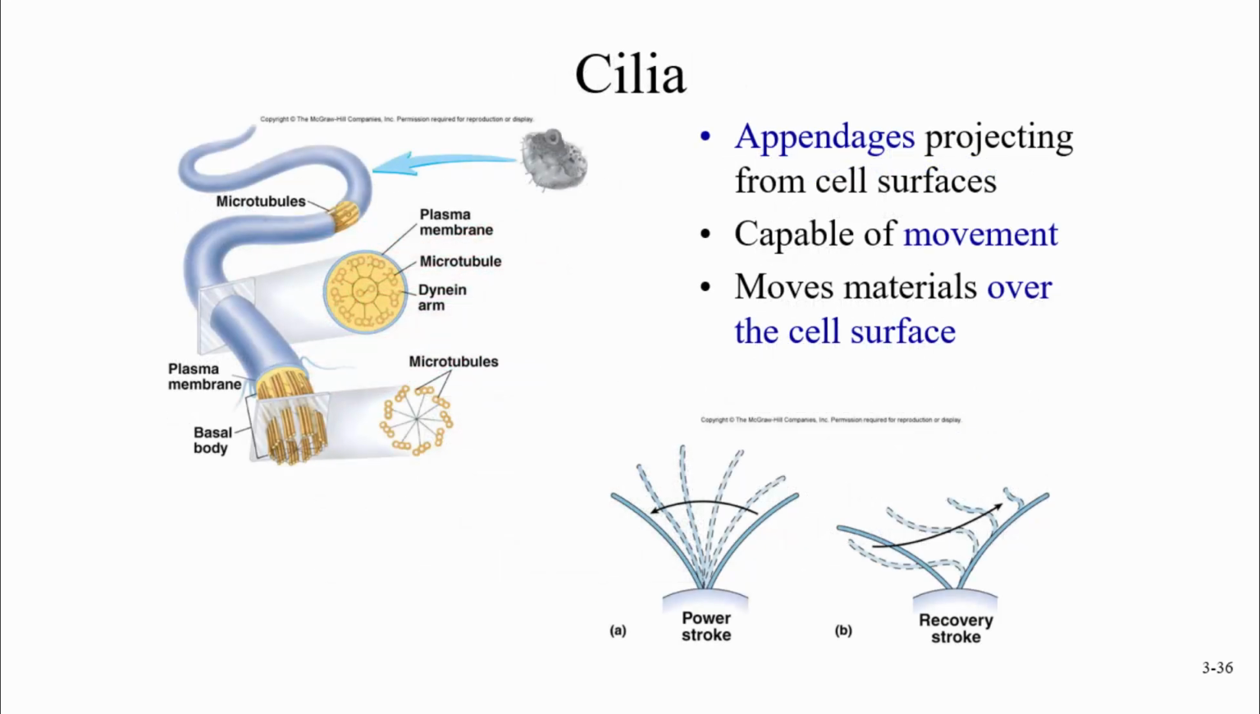And then cilia. We have appendages that project from the cell surface. They're capable of movement, and they move materials over the surface of the cell. It kind of is hair-like looking under the microscope. When we get to histology, I'll show you the difference between cilia and microvilli when you're looking through the microscope. Even though for this class we won't actually be looking through a microscope, but we will be looking at slides.